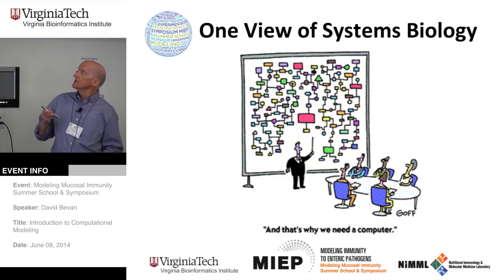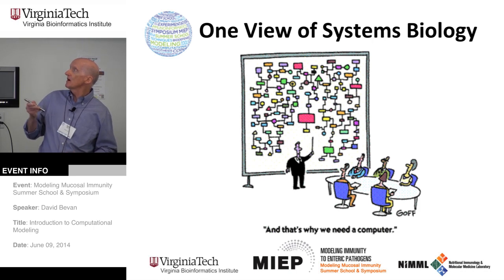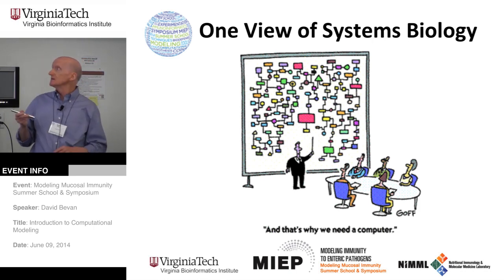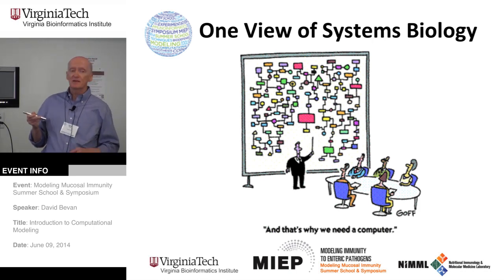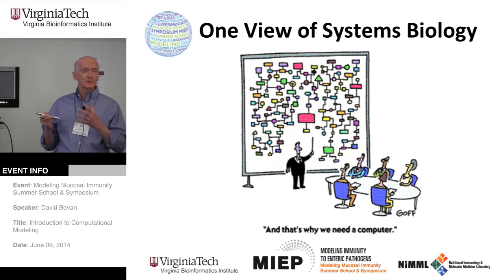So this is one view of systems biology and really sums up most of what I'm going to be talking about. You've got a lot of these connections, perhaps in a cellular signaling pathway or something like that. And for the immunologist, certainly you've seen these as you've learned it or studied it in other research. So the summary here is that that's why we need a computer, because they really are very complex. Hopefully during the week you'll learn more about how we can develop mathematical descriptions of these and actually solve them on a computer.